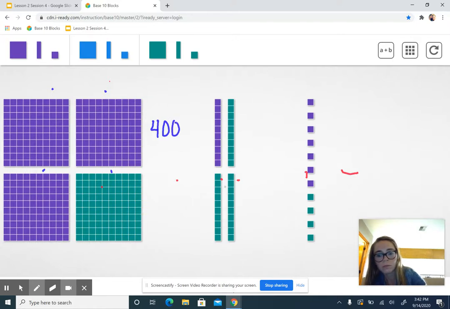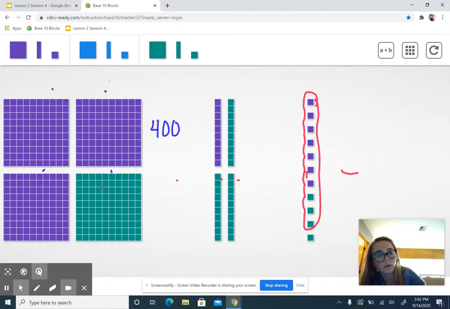Oh, well, look how many ones I have. Maybe I could combine the ones. I can regroup them and add them together to make another 10. Let's see. 1, 2, 3, 4, 5, 6, 7, 8, 9, 10. Let's circle those. And you know what we can do? We can trade those for another 10 block.